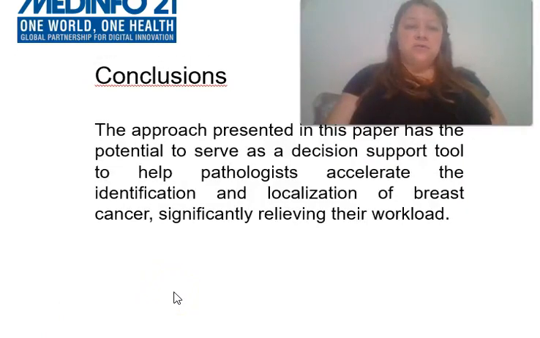The approach presented in the paper has the potential to serve as a decision support tool to help pathologists accelerate the identification and localization of breast cancer, significantly relieving their workload.